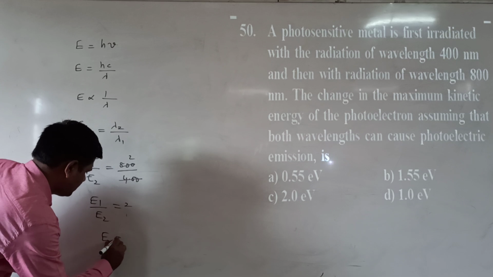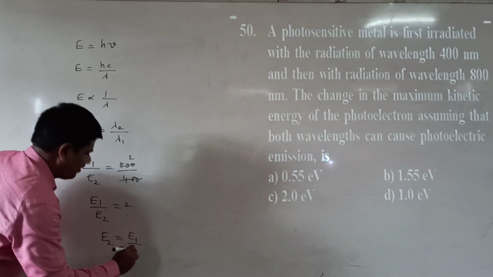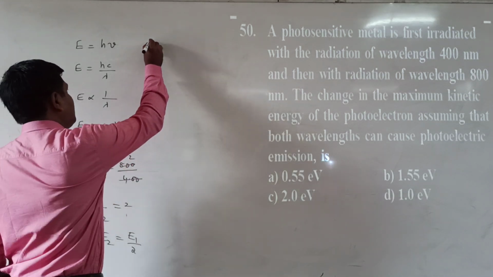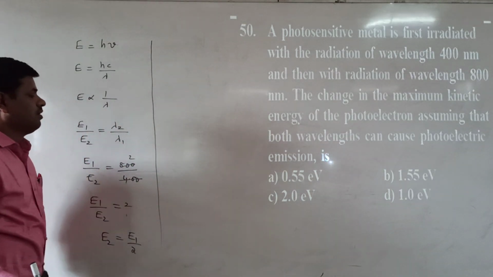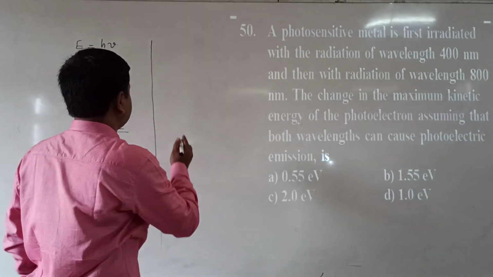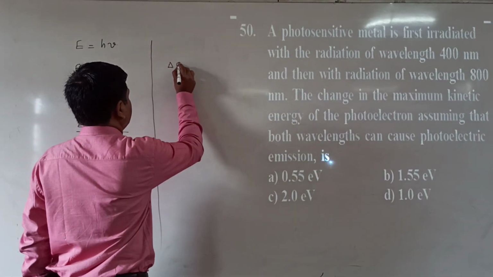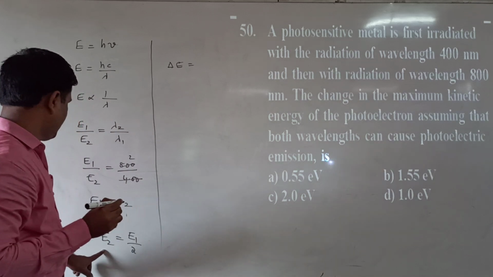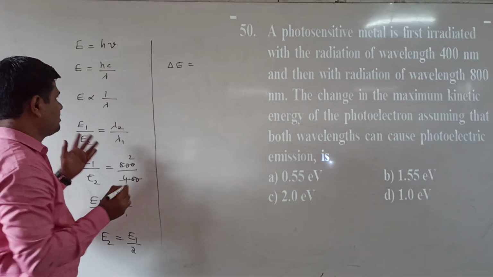So E1 by E2 is equal to 2. Then E2 is equal to E1 by 2. Now the change in the kinetic energy is asked. The change in kinetic energy delta E is equal to E1 minus E2.